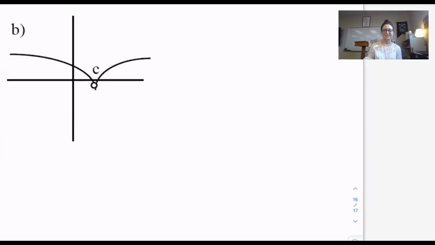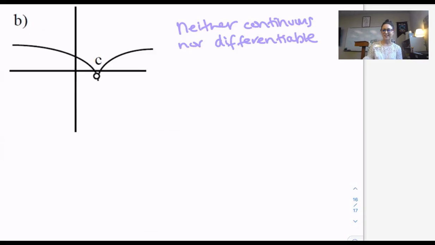All right, you try part B. Decide if this is continuous, differentiable, both, or neither at c, and then click continue when you're ready to see the answer. All right, this is neither continuous nor differentiable. I see that there is a hole there, so I'd have to pick up my pencil to draw it, so it's not continuous. And if it's not continuous, it is automatically not differentiable.